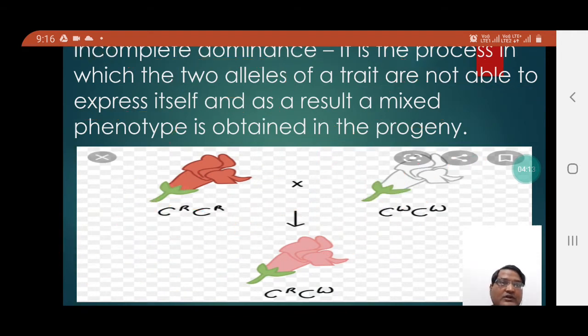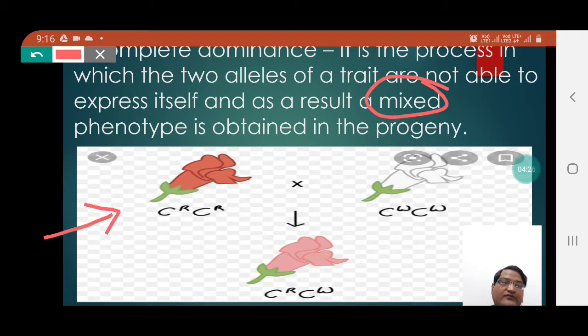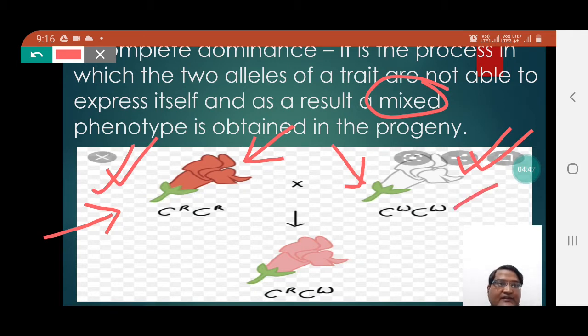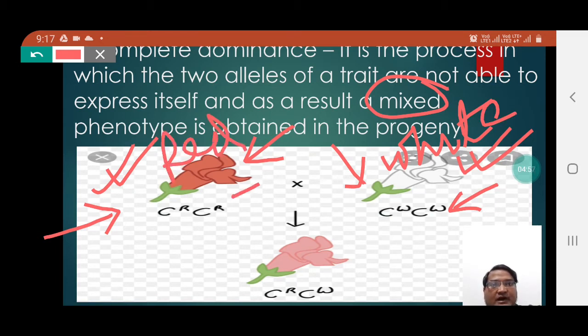So, students, here the two alleles of a trait are not able to express themselves, and as a result, the mixed phenotype is obtained. This point can become more clear if we consider the picture here. We can notice that there are two forms of the flower color. One is white, represented by W, and the other is red, represented by R.